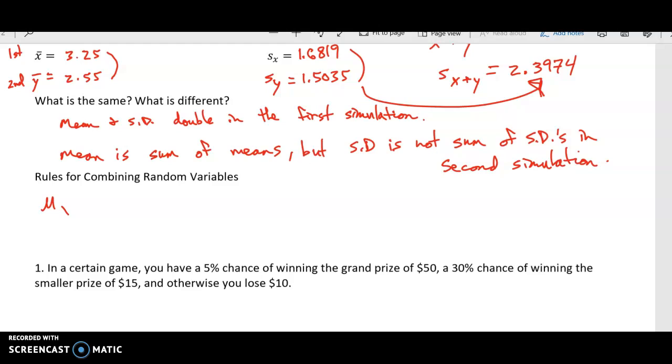If you want to find the mean of a sum of random variables, x and y, that's the sum of the means. And that's what we expect, and it's pretty straightforward. Also, the mean of the difference is the difference of the means. So yay, that works the way we want it to. The only thing that's a little bit exciting is the standard deviations. So the standard deviations aren't the sum of the standard deviations, but the variances. Remember, variance is just standard deviation squared.